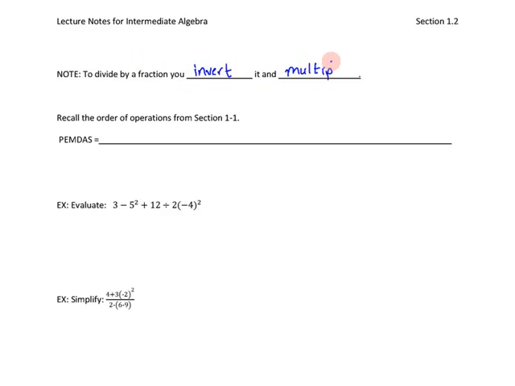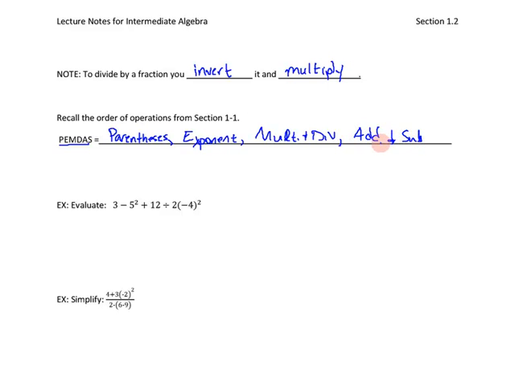Alright, repetition is the key to learning. Let's recall the order of operations. Remember, whenever you have to do the mathematical operations in order, you start with parentheses, then you do exponents. You do multiplication and division from left to right, and then you do addition and subtraction from left to right.